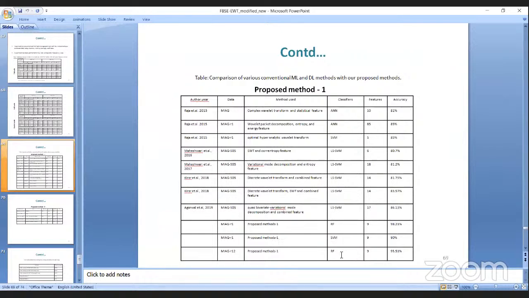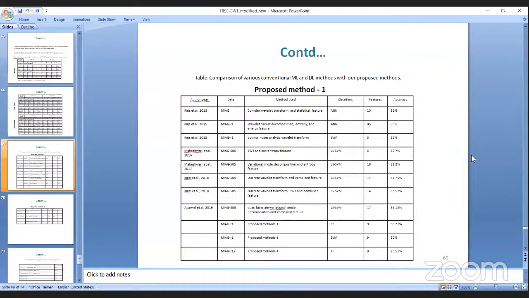SVM, and these classifiers. These are the features that we have studied in our work, significant features. They are coming 9, and they give you performance better than the other existing methods in the literature based on conventional machine learning.